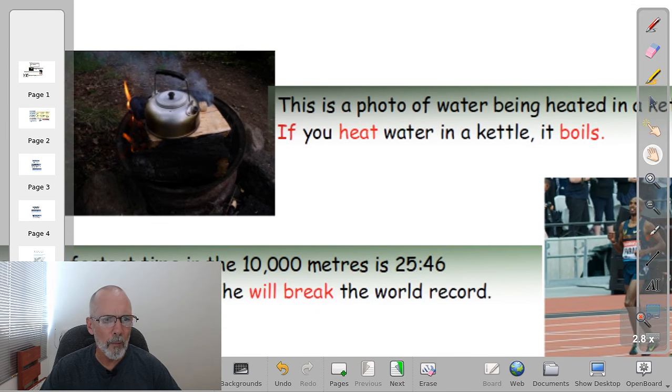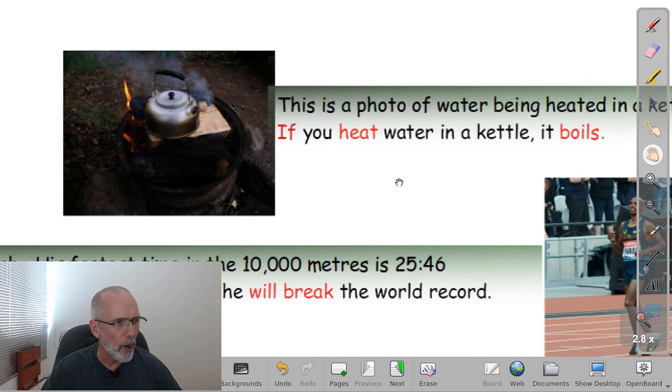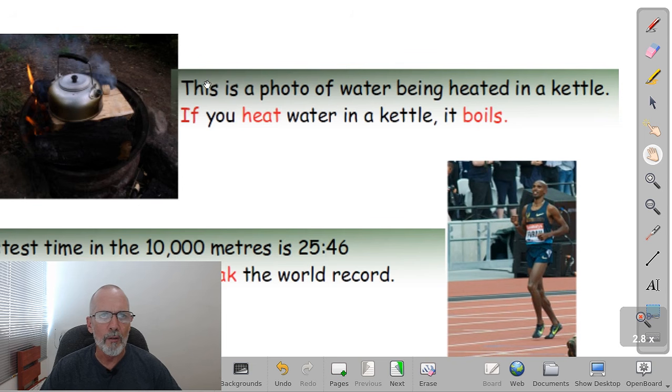So we're going to begin with this one, which is the zero conditional. And the example is this. This is a photo of water being heated in a kettle. This thing here is used to boil water, and this is called in English a kettle. And here is the example of the zero conditional. If you heat water in a kettle, it boils.